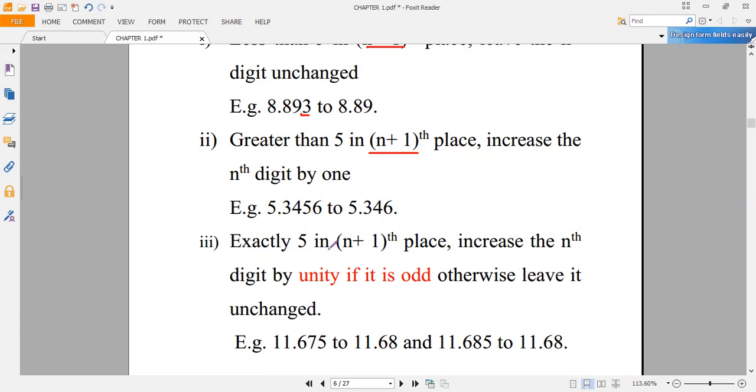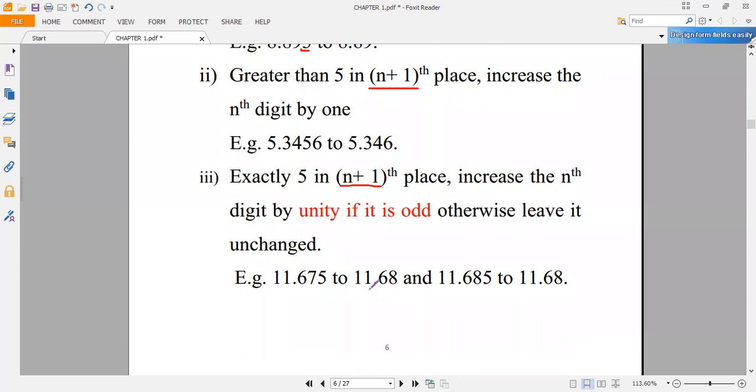And when the n plus 1 place is exactly 5, increase the nth digit by unity if it's an odd number, otherwise leave it unchanged. For instance, 11.675. When we approximate to 2 decimal places, it becomes 11.68. You can see that 7 is an odd number and the n plus 1 place is 5, so if the nth place is an odd number, we add 1, so that it becomes 11.68.